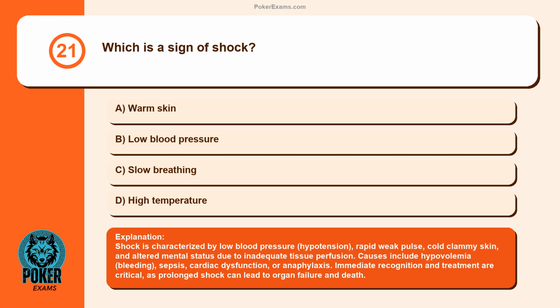Shock is characterized by low blood pressure, hypotension, rapid weak pulse, cold clammy skin, and altered mental status due to inadequate tissue perfusion. Causes include hypovolemia, bleeding, sepsis, cardiac dysfunction, or anaphylaxis. Immediate recognition and treatment are critical, as prolonged shock can lead to organ failure and death.